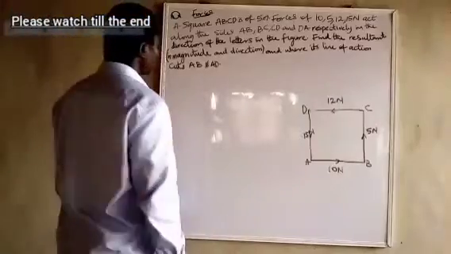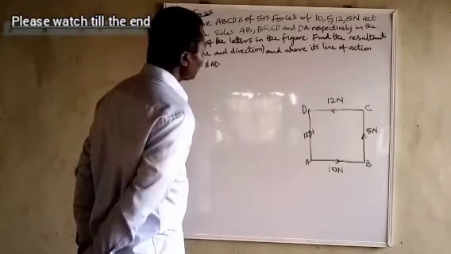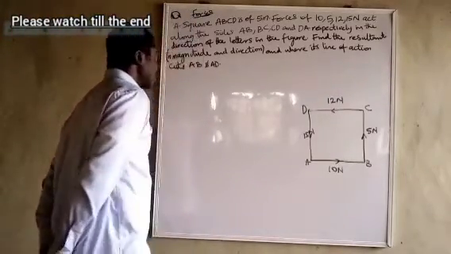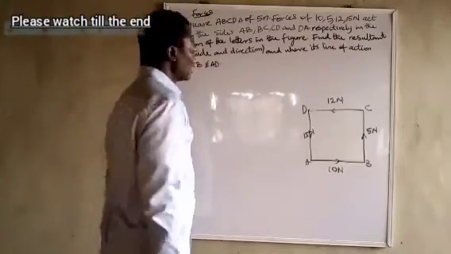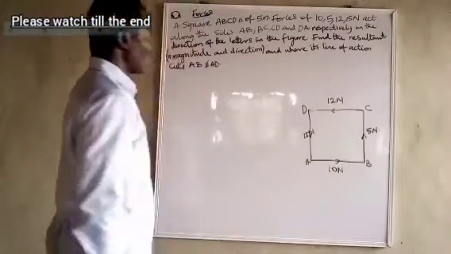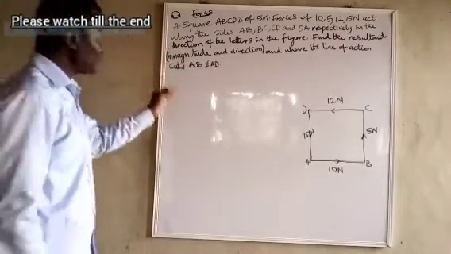A square ABCD is of 5 meters. Forces of 10, 5, 12, 15 Newton act along the sides AB, BC, CD, and DA respectively in the direction of the letters in the figure. That's the figure. Find the resultant in magnitude and direction, and where its line of action cuts AB and AD.